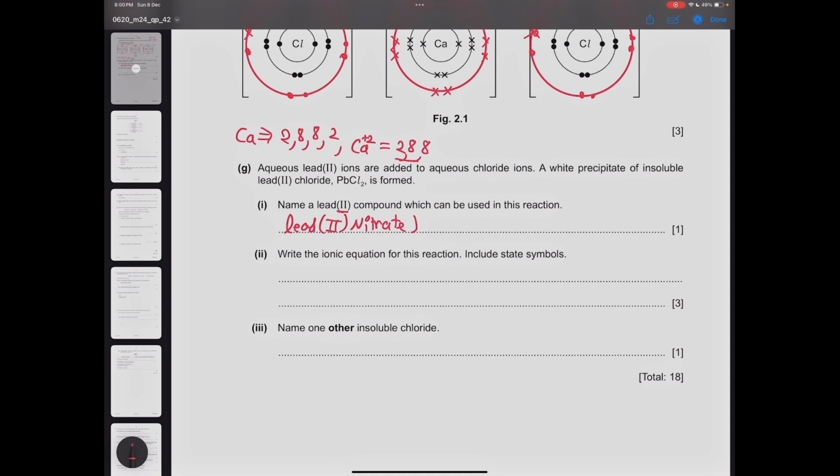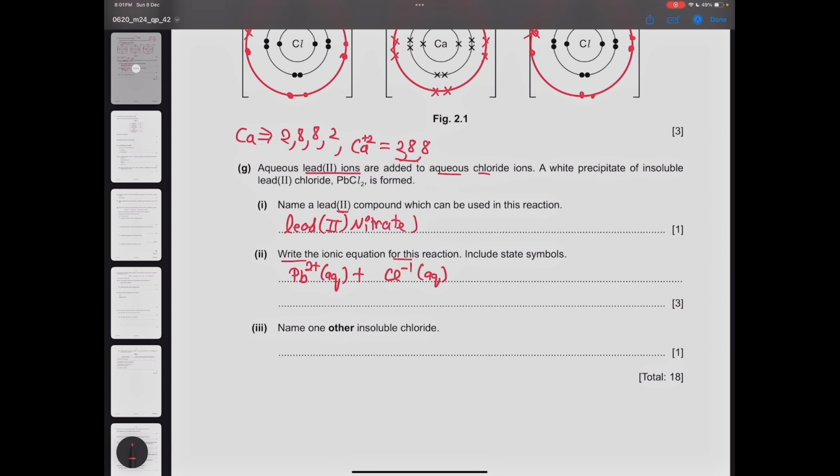All right. Now, write the ionic equation for this reaction. Now, see what they're saying is that lead ions are added to aqueous chloride ions, right? So, lead ions are Pb2+(aq), plus chloride ions, Cl−(aq).